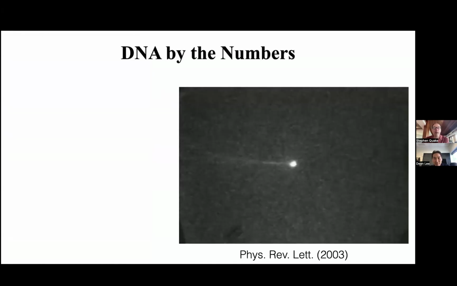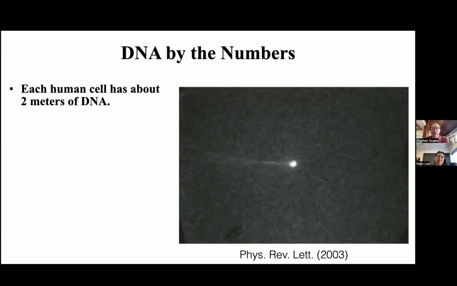Okay, let's talk about DNA by the numbers. I hope I've convinced you it's rather important to study it. Every cell in your body has 2 meters of DNA in it. So even though it's a molecule, it is a very long molecule. You have your 23 chromosomes. If you laid them end to end in each cell, you'd have 2 meters of DNA. It's incredible.